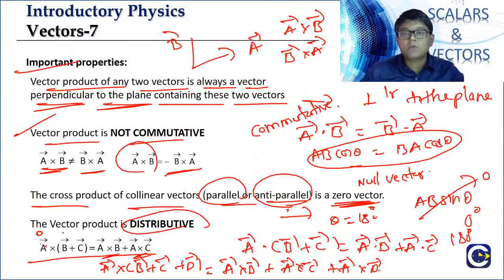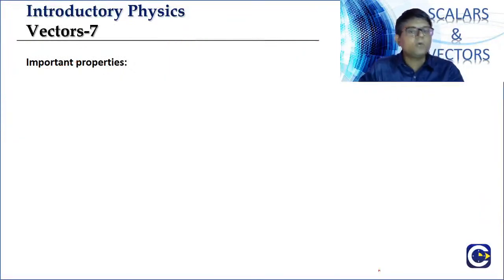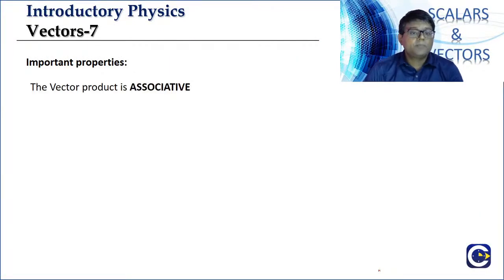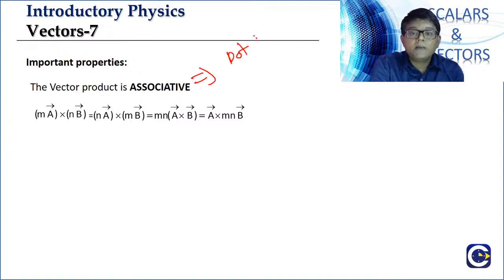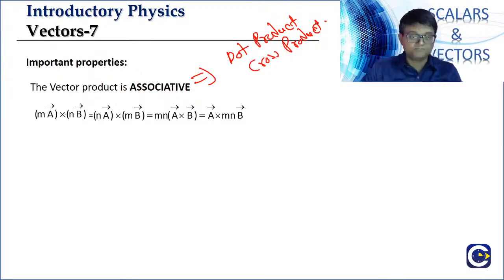Commutative law is only for the dot product. Cross product does not satisfy the commutative law. Okay. Now we will go into the next property: the associative law. This is also a property that is shown both by the dot product as well as the cross product. Both of them satisfy this law.